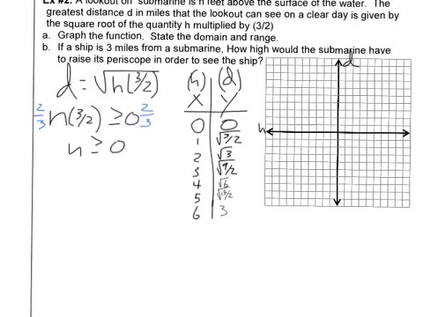Okay, when you solve for the domain, you should have got that h is greater than or equal to 0, which makes sense, right? We can't be looking any distance if we're not above the water. So when our height is 0, if we have a periscope or something sticking out of the water at 0 feet, we can't see anywhere. Okay, so 0 to 0, and then these are the numbers that I got.